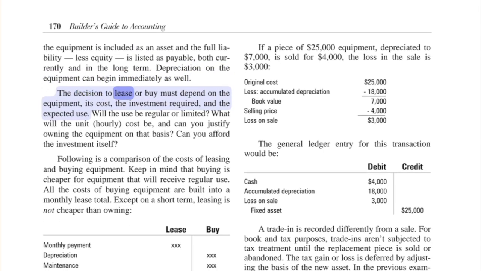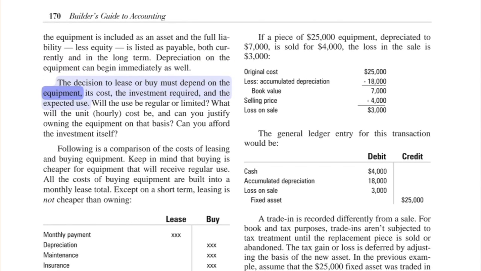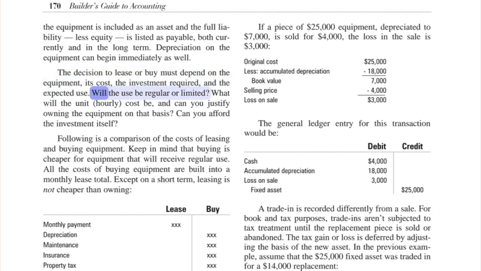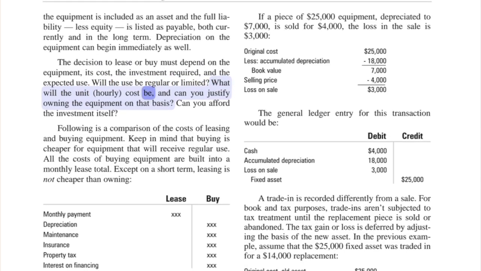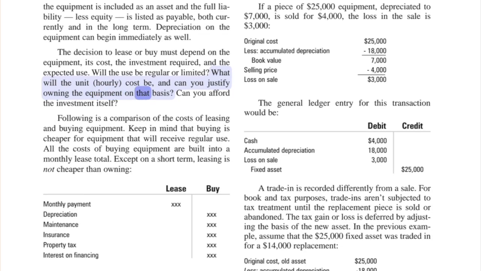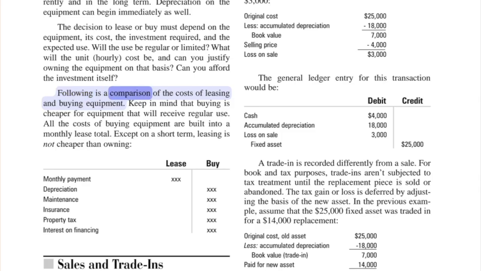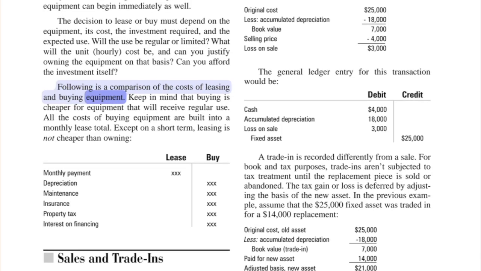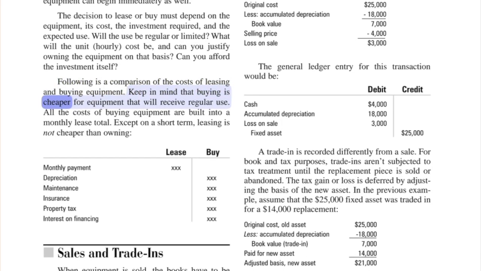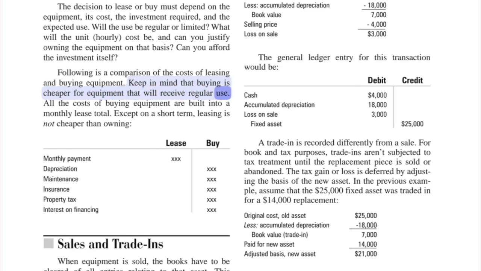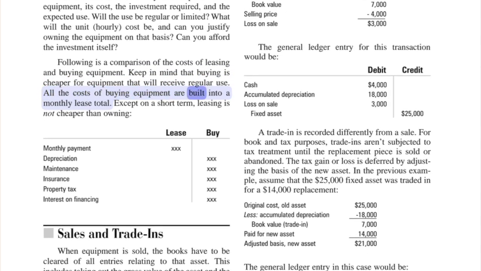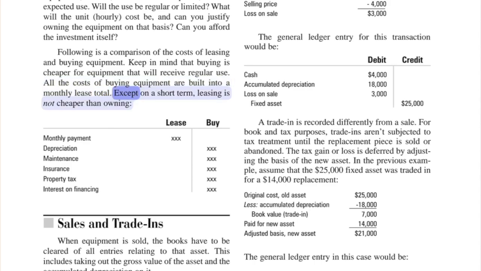The decision to lease or buy must depend on the equipment, its cost, the investment required, and the expected use. Will the use be regular or limited? What will the unit cost be? And can you justify owning the equipment on that basis? Can you afford the investment itself? Following is a comparison of the cost of leasing and buying equipment. Keep in mind that buying is cheaper for equipment that will receive regular use. All the costs of buying equipment are built into a monthly lease total. Except on a short term, leasing is not cheaper than owning.